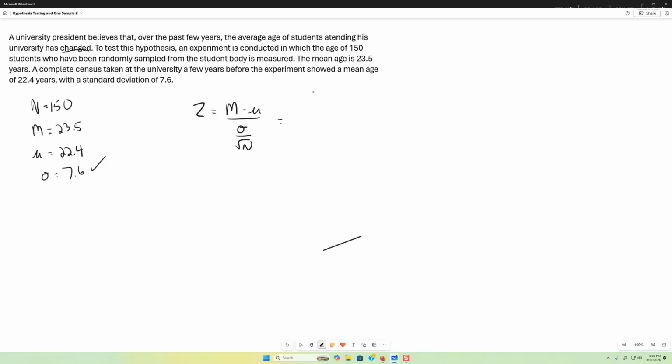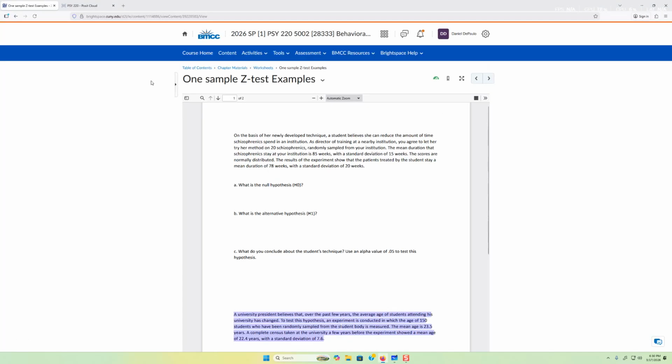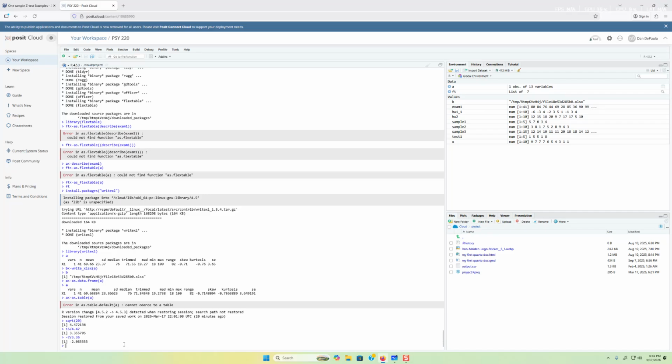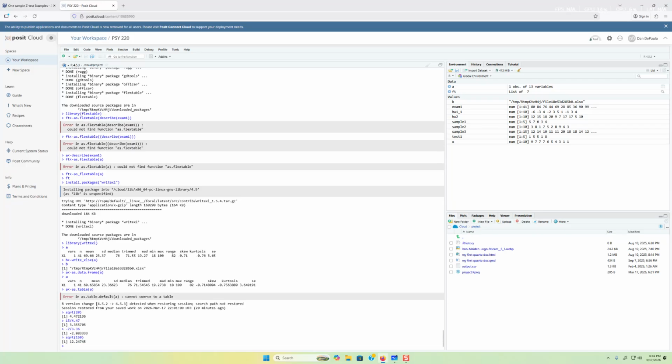And we plug in mean of the sample is 23.5. Population mean is 22.4. Sigma is 7.6. Square root of n is square root of 150. And we simplify this. 23.5 minus 22.4 is 1.1 over 7.6 divided by square root of 150. So I have to go to my cloud, my R here, square root of 150, 12.25.